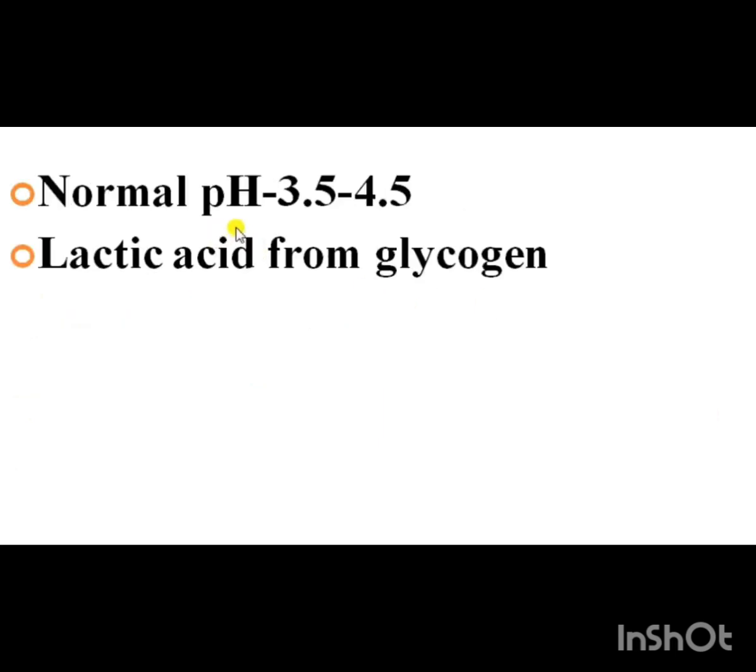The normal pH of the vaginal secretions is 3.5 to 4.5, which is acidic, and the organism responsible for this is Doderlein bacilli, which converts glycogen to lactic acid. That is, lactic acid is produced from the glycogen.